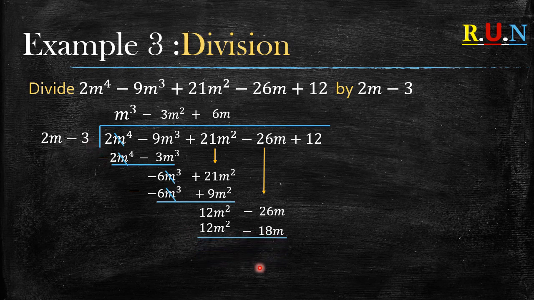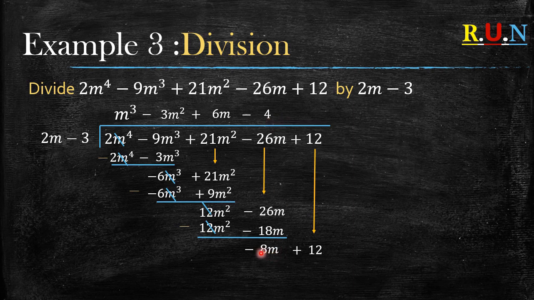Okay? So from here we draw our line, bring out the minus sign, and then 12m squared minus 12m squared will obviously be 0. They cancel out, and then we have negative 26m minus negative 18m. What's the answer? It's negative 8m. Okay? So always remember when you get your answer, what happens? You bring down the next term, which is 12. Now again, you start dividing. So negative 8m divided by 2m gives you what? Gives you negative 4.